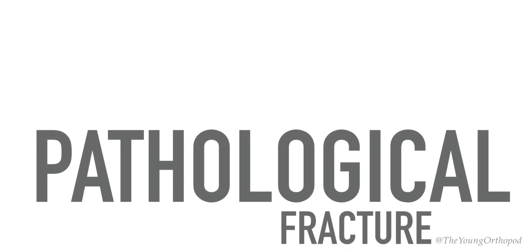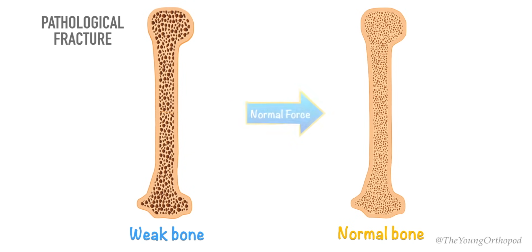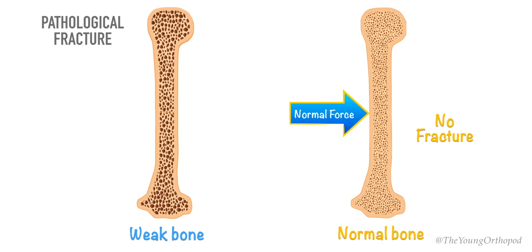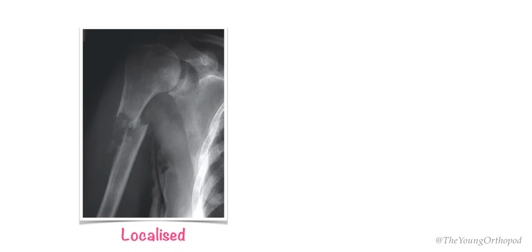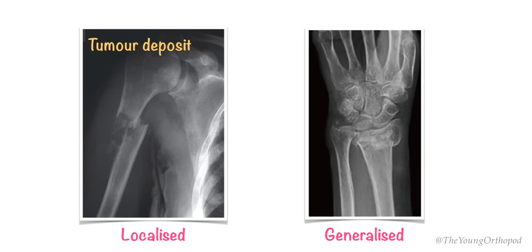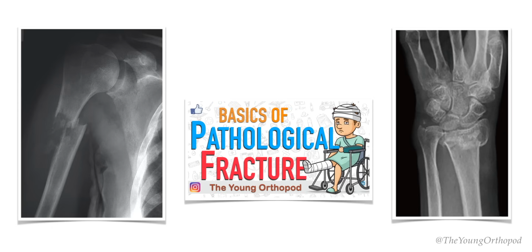A fracture in an abnormal or diseased bone is referred to as pathological fracture. A pathological fracture results from action of a normal force on an abnormal weak bone. The pathology may be localized to one part of the bone, for example a tumor deposit, or generalized, for example osteoporosis and osteomalacia.